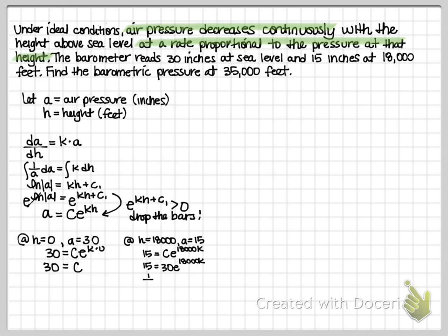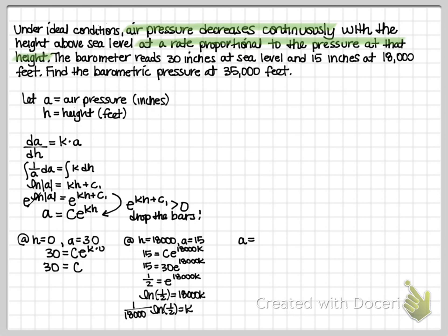So I'm going to go ahead and divide, take the natural log on both sides, and then divide by 18,000. That gives me my K. So now I have my constant of proportionality. If I have my constant of proportionality and I have my C, I can go ahead and plug them in and actually get my general equation here.